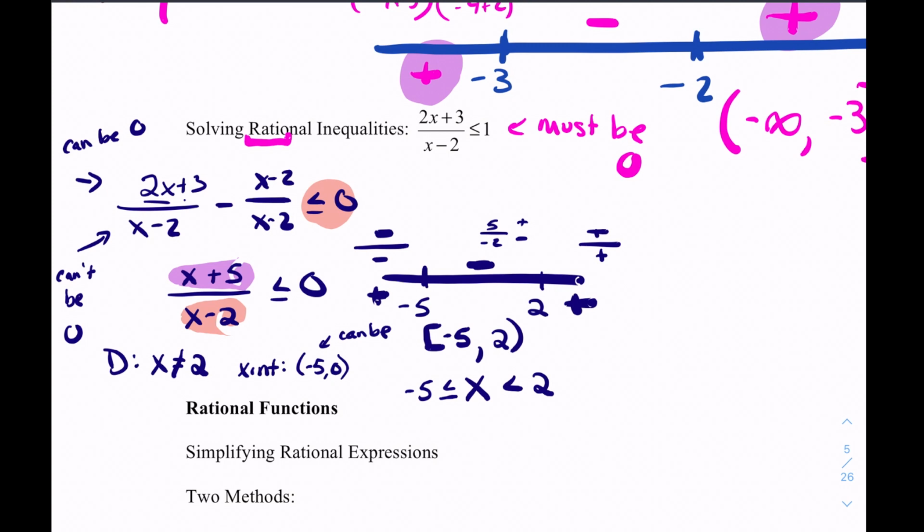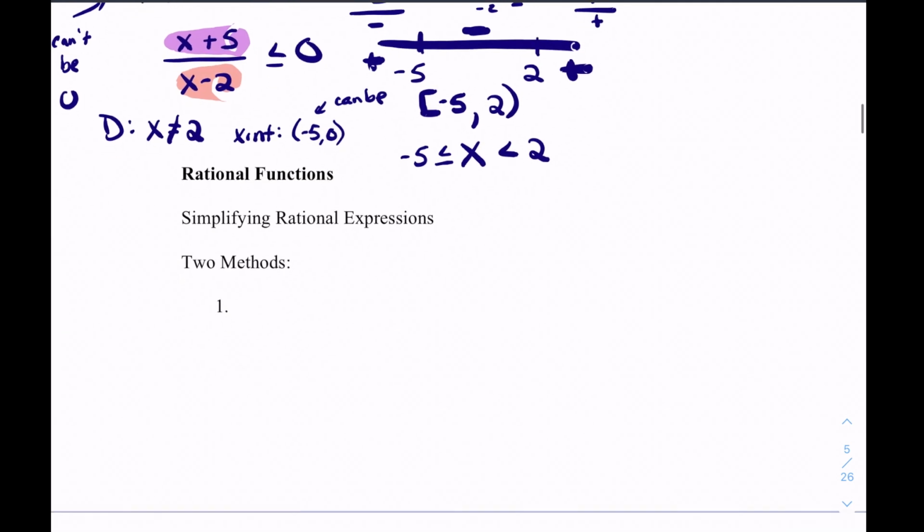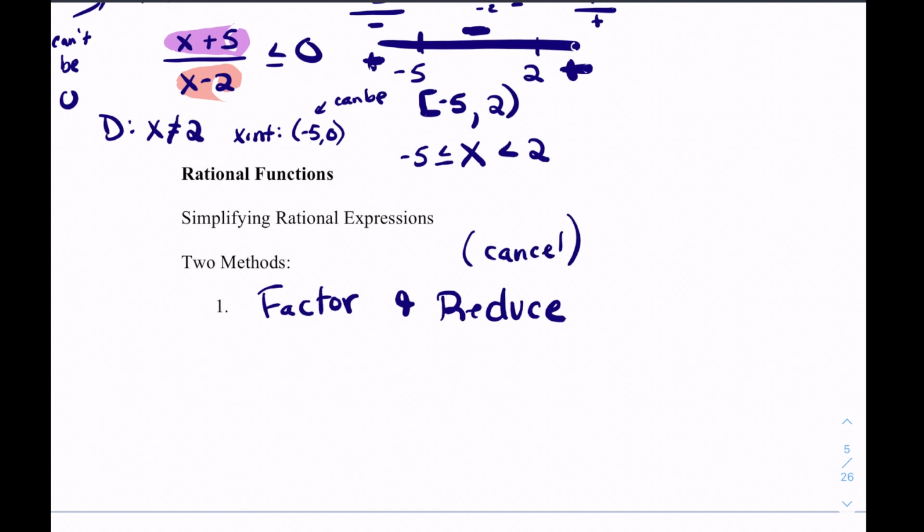Let's keep going with our rational functions, so our fractional functions. We're going to talk about simplifying rational expressions, and then we'll call it for this video. So we have two methods. The first one is to factor and reduce. I don't like using the word cancel, which a lot of people use. Cancel means like you're getting rid of something, and that's not what's actually happening. We are just simplifying this more.